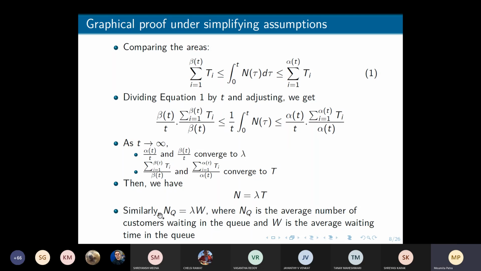Similarly, you can find that Nq is equal to lambda W, where Nq is the average number of customers waiting in the queue and W is the average waiting time in the queue. So this proves Little's law. It is a graphical representation, a graphical proof. Please go through the book once again; there is much more written in the book, very nicely given there. This is a smaller version of it, so please go ahead and check that out.